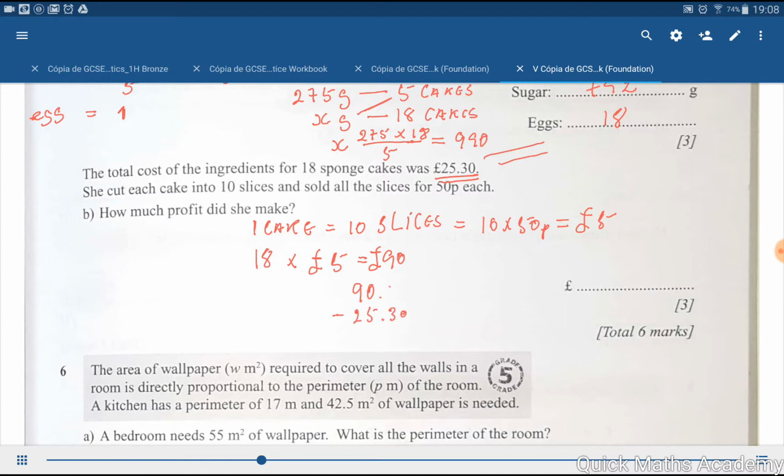90 is the same as having 90.00, and we do this subtraction. 0 from 0 is 0, 3 from 10 is 7, we carry 1, 6 from 10 is 4, we carry 1, 3 from 9 is 6. So this is indeed our profit. We had 90 pounds in sales, we spent 25.30 on the ingredients, so my profit was 64.70.